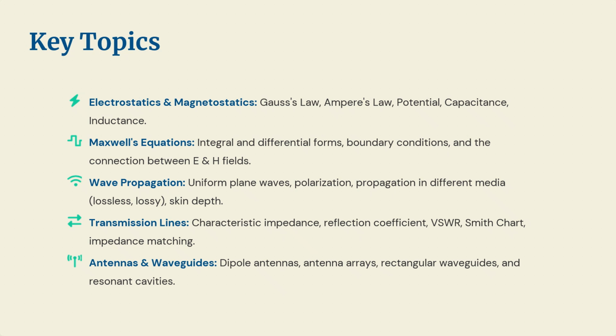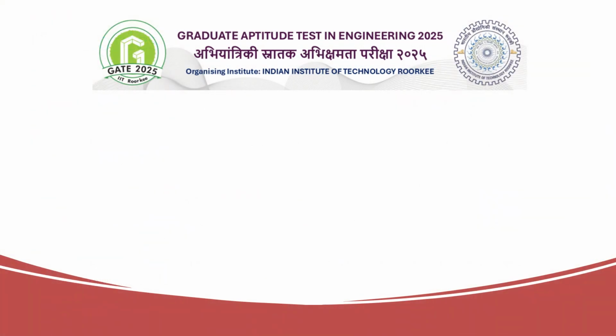Then Maxwell's laws, which, as all of you know, are the basic building block of EMT theory. Then wave propagation, particularly in rectangular waveguides, and uniform plane waves. Then the transmission line, like how you pass a signal through the transmission line, and the Smith chart is very important. Then antennas and rectangular waveguides, so these are the important topics. Okay, let's go ahead.